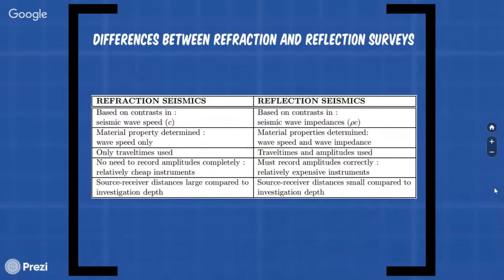In a refraction seismic survey, only travel time is used. In a reflection seismic survey, we also use amplitude. In a refraction seismic survey, there is no need to record amplitudes completely, therefore it is a relatively cheap instrument. In a reflection seismic survey, amplitudes must be recorded correctly, therefore it is a very expensive instrument. In a refraction seismic survey, the source-receiver distance is large compared to the investigation depth. In a reflection seismic survey, the source-receiver distance is small compared to the investigation depth.